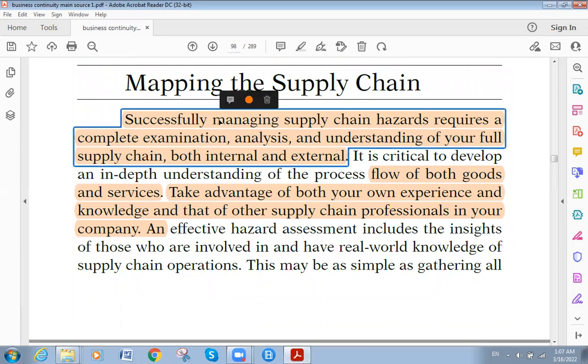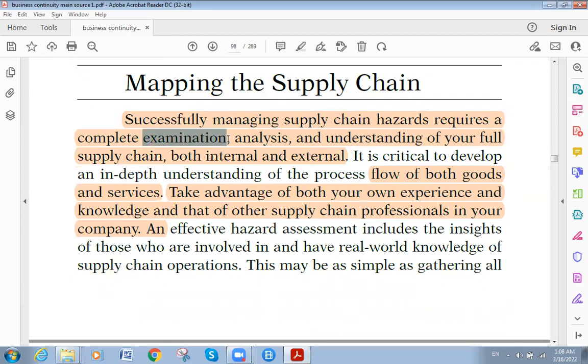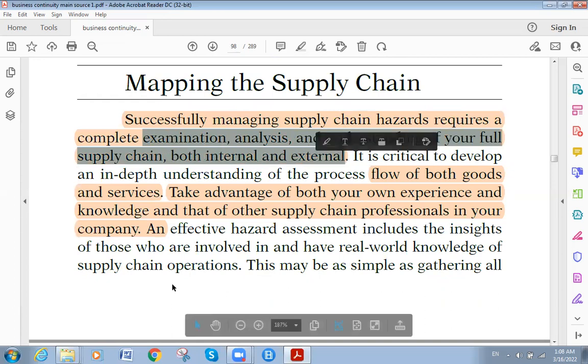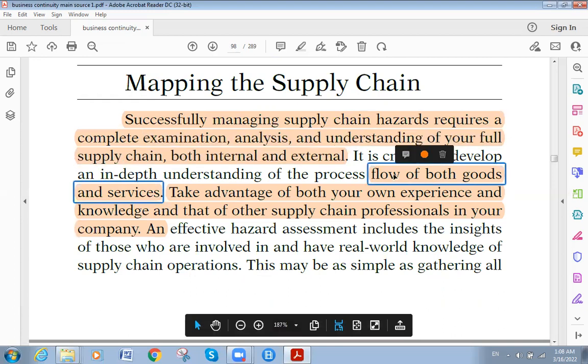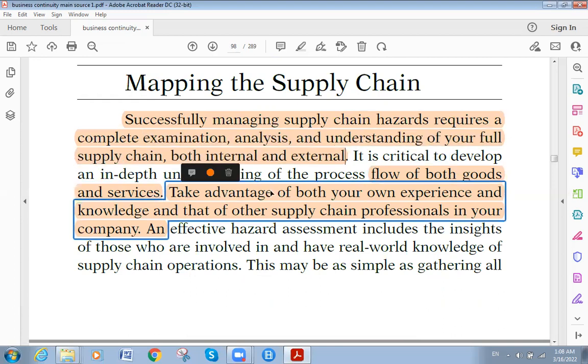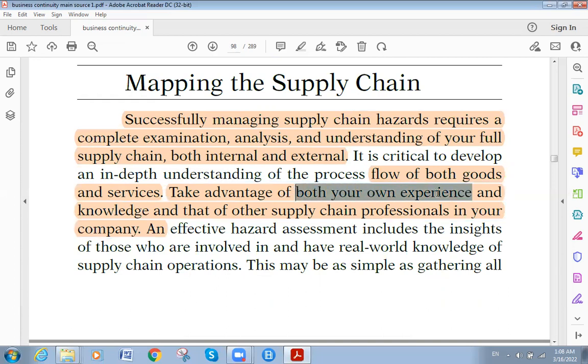Successfully managing supply chain hazards requires a complete examination. So it needs examination, analysis, and understanding of your full supply chain, both internal and external. The flow of goods and services should take advantage of both your own experience and knowledge and that of the other supply chain professionals in your company.